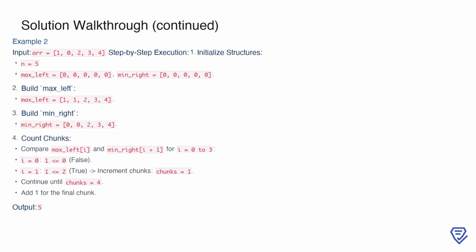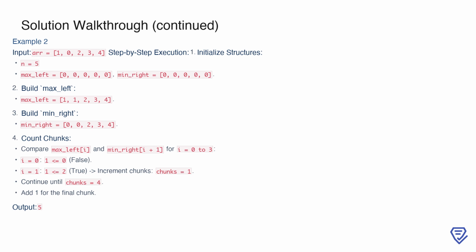Let's look at another example where the input array is 1, 0, 2, 3, 4. We begin by initializing the structures. The size of the array is 5, so both max_left and min_right are initialized as arrays of zeros with length 5. First, we build the max_left array. Starting with the first value, which is 1, we then calculate the maximum at each index by comparing the current value in max_left with the corresponding value in the input array. This results in max_left equals 1, 1, 2, 3, 4.